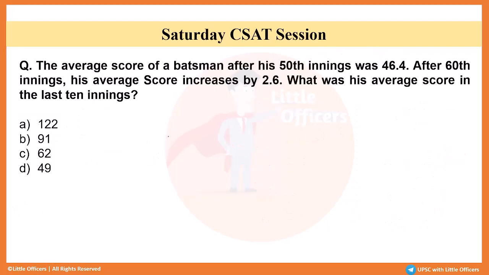Let's look at one more question. See, this is more for the cricket lovers. The average score of a batsman after the 50th innings was 46.4. So the total score till the 50th innings will be average into 50, where the average is 46.4. At the same time it is also given that after the 60th innings his average score is increased by 2.6. That means the average till the 60th innings is how much?